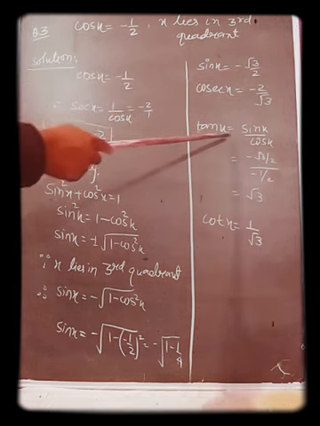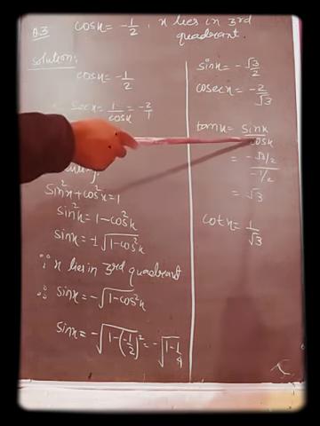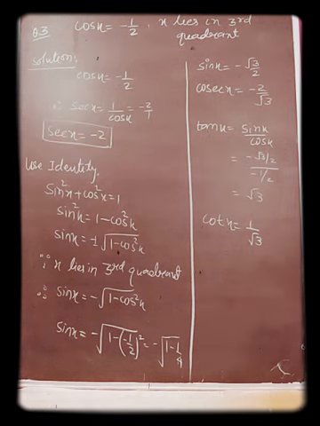Tan of x equal to, we use sin x by cos of x and we get root 3. And last one is cot of x, this equal to 1 upon root 3.